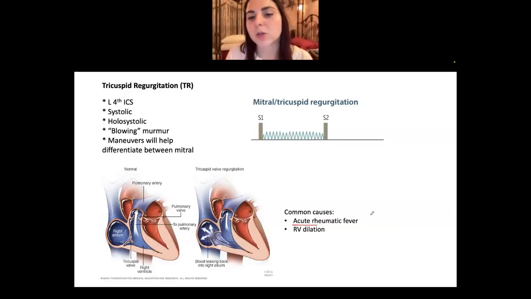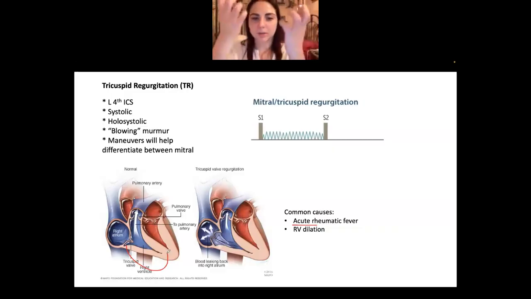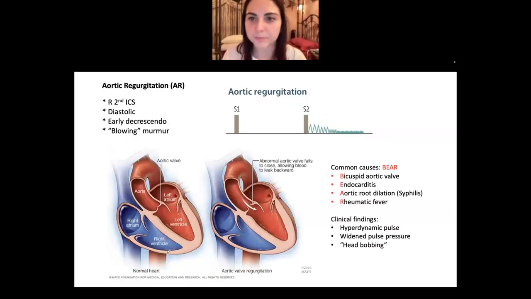Causes of that, remember acute rheumatic fever. So acute rheumatic fever is going to be your aortic and mitral regurges or tricuspid regurges. And then your chronic is going to be your mitral stenosis. And again, if you have right ventricular dilation, the papillary muscle is anchored in the right ventricle. If the right ventricle dilates, it can pull the valves with it, and then you can get regurg.